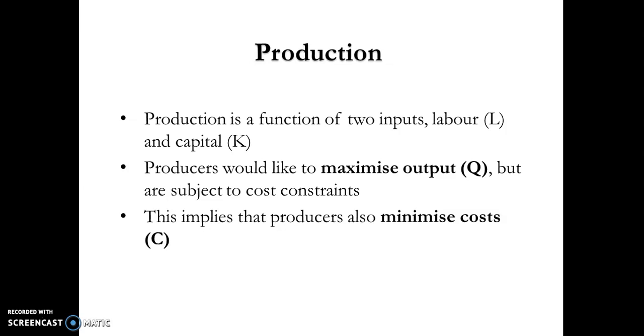Now, a production function shows the highest output that a firm can produce for a given combination of inputs. In our case, the inputs we'll use are labor and capital. So the production function relates the quantity of output to the quantity of input. Producers are faced with the decision of how to maximize output subject to some cost constraint. This also implies that producers will try to minimize costs.